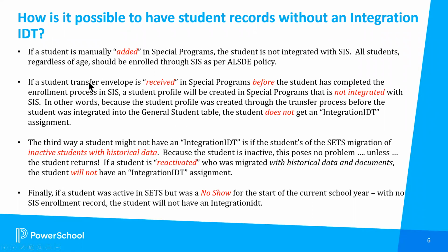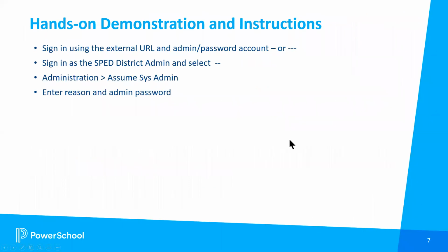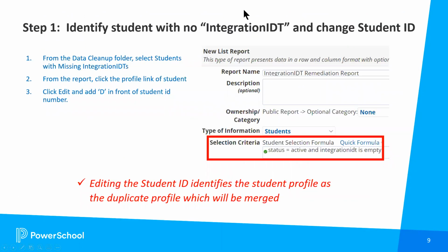So we have a couple things. We have kids that were getting transfer envelopes imported into their profile to bring that historical data over before their enrollment process was completed in SIS. What did that do? It meant that we had profiles and documents and data over in special programs. You guys could work on those kiddos, but guess what? They're not integrated with SIS. So they didn't have an integration IDT.